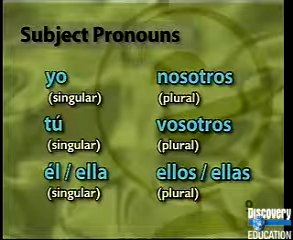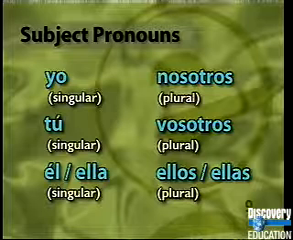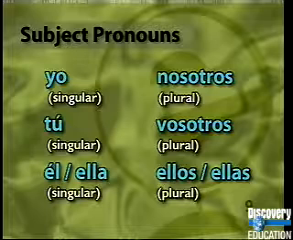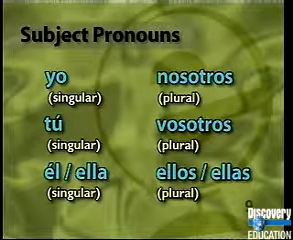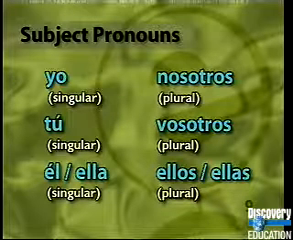Unless you are a female, referring to a group of all females, then you will say nosotras, nosotras. The second person plural is vosotros, unless you are referring to a bunch of you people that are all female. If it's all female, then it will be vosotras.